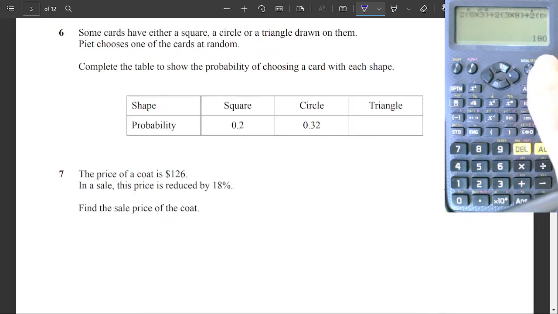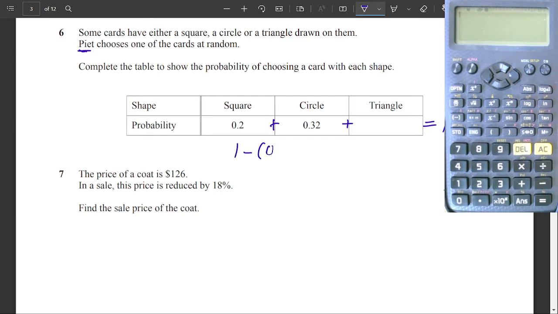Question 6, probability. We've got Pete. Hey, Pete. I like that name, Pete. Right. Remember, all probabilities need to add up to 1. So when we add these 3 probabilities here, we need to get 1 or 100% because there's only 3 possible outcomes: square, circle, or triangle. So to find that triangle, we need to do 1 minus the other 2 probabilities, which would be 0.54, so that is 0.48.